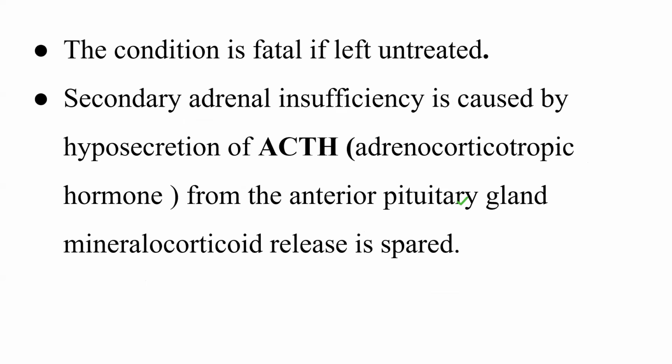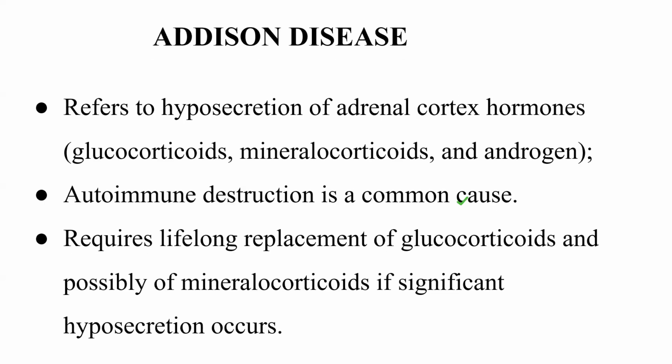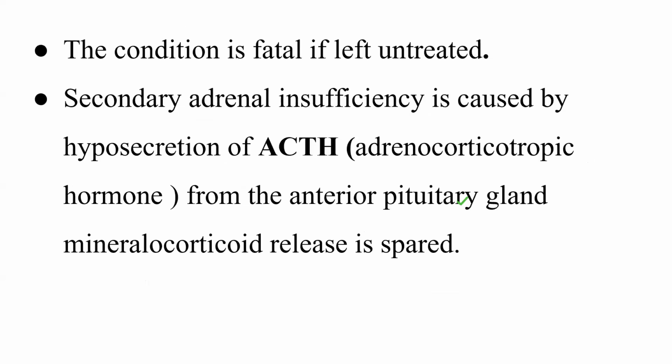Secondary adrenal insufficiency is caused by hyposecretion of ACTH. Recall, we said this is the primary one now. The primary cause, the major cause, is autoimmune destruction, that just starts on its own. While the secondary adrenal insufficiency is caused by hyposecretion of adrenocorticotropic hormone from the anterior pituitary gland.